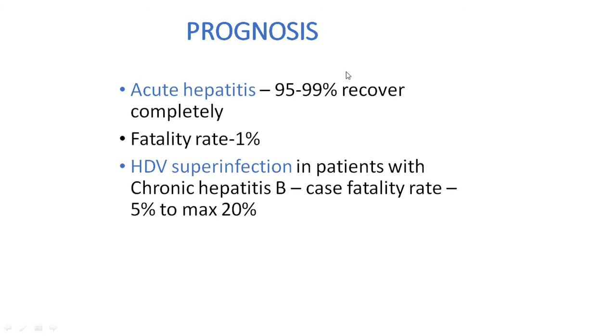So prognosis, how do you think it is? Acute hepatitis, definitely they recover. In 1% they can worsen. HDV is a superinfection with hepatitis B. Then you can wait and see if the patient is affected chronically, and then you go for further management.